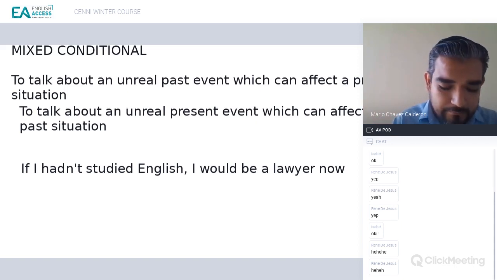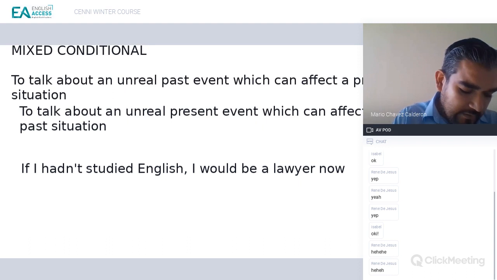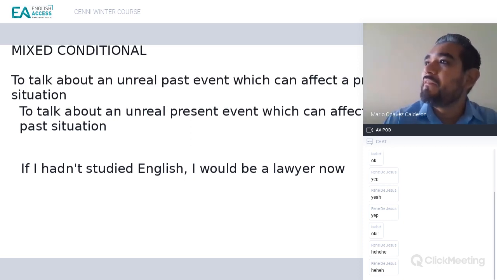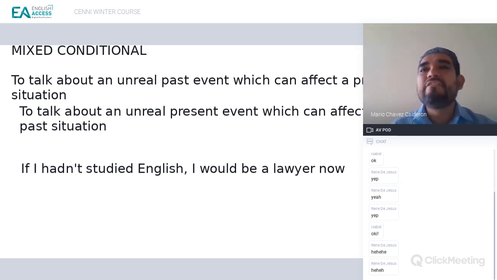For example, let me think. I'm thinking. I don't know, I have no ideas. I'm thinking about an example that I can give, but it doesn't come to my mind. But we'll see many more examples later in the book. Okay, so these are the five different conditionals.